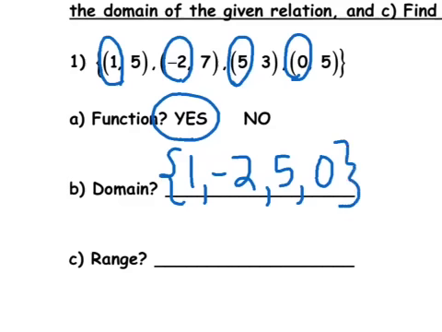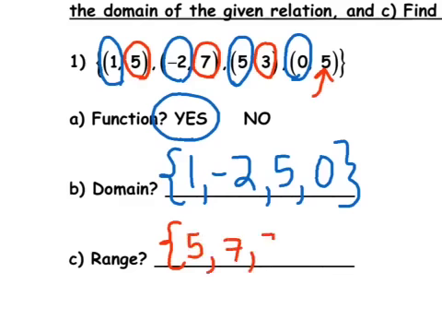As for range, that's just the list of all the y values. 5, 7, 3, and then 5 is a repeat. Nothing wrong with that when the y values repeat. But there's no reason to include that repeat in the range.